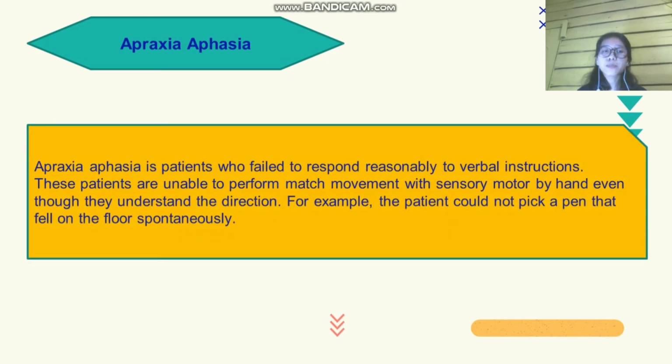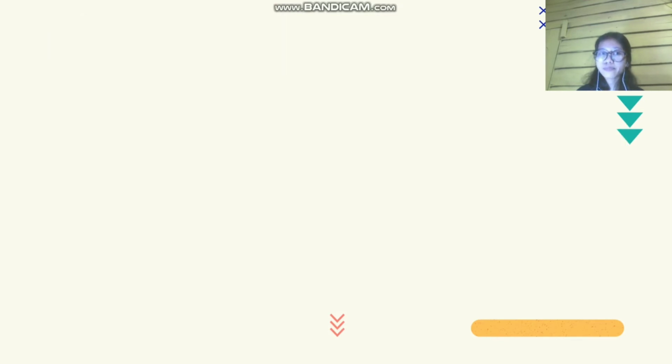Next is apraxia aphasia. Apraxia aphasia is when patients fail to respond reasonably to verbal instructions. These patients are unable to perform matching movements with sensory motor by hand even though they understand the direction. For example, the patient couldn't pick up a pen that fell on the floor spontaneously.